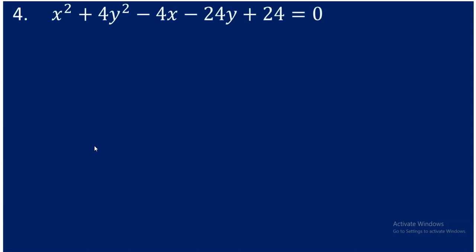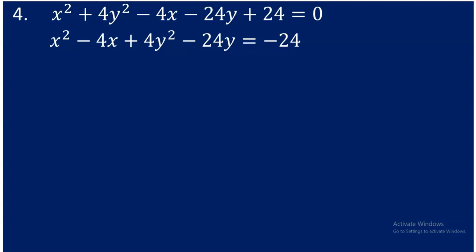Now comes the other question, and you have been given this: x squared plus 4y squared minus 4x minus 24y plus 24 equals 0. You can refer to the question back, please, if you want. So this basically is equivalent to x squared minus 4x plus 4y squared minus 24y equals minus 24. It is just simply a rearrangement of the terms.